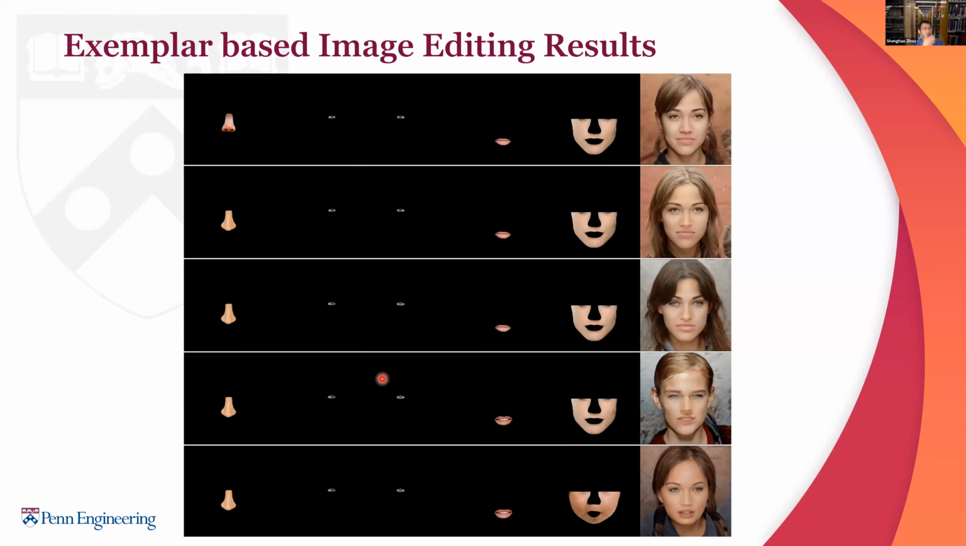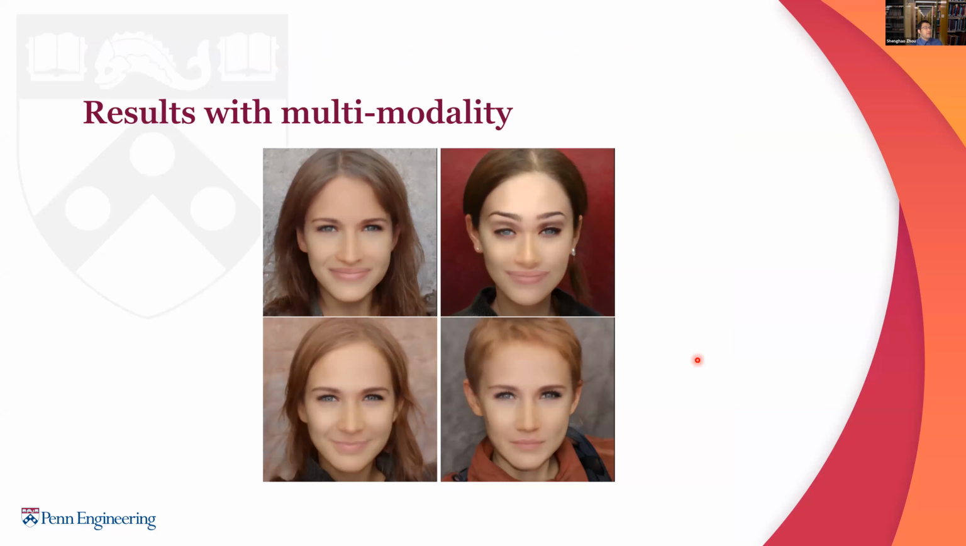We also have some results for exemplar-based image editing. For each row, one face part is different. For the first and second, the nose is different. For the second and third, the eyes are different. For the third and fourth, the mouth is different. And for the fourth and fifth, the face is different. We can see that the generated faces change accordingly. It also has multimodality: given the same set of face parts, we can generate several different faces.